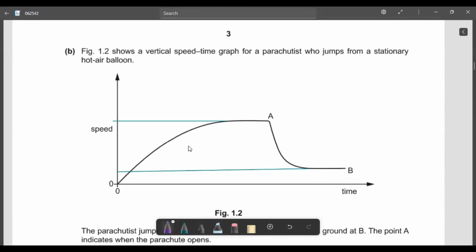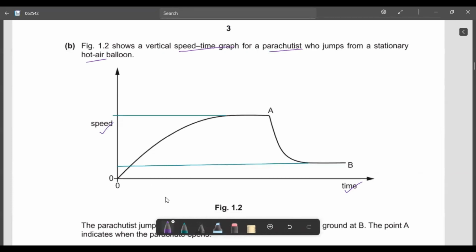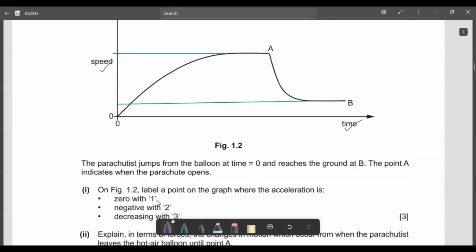Figure 1.2 shows a vertical speed time graph, speed on y-axis and time on x-axis, for a parachutist who jumps from a stationary hot air balloon. He jumps from the balloon at time t equals 0 and reaches the ground at B. Point A indicates when the parachute opens. So this is the point at which the parachute opens.